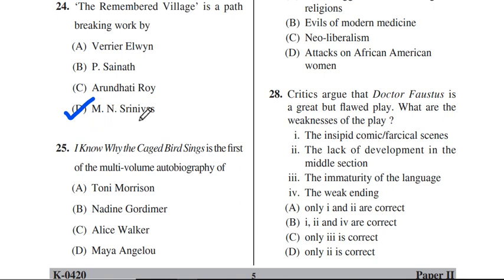Next, 25th one. I Know Why the Caged Bird Sings is the first of the multi-volume autobiography of Maya Angelou. I Know Why the Caged Bird Sings was the first of the multi-volume autobiography of Maya Angelou.